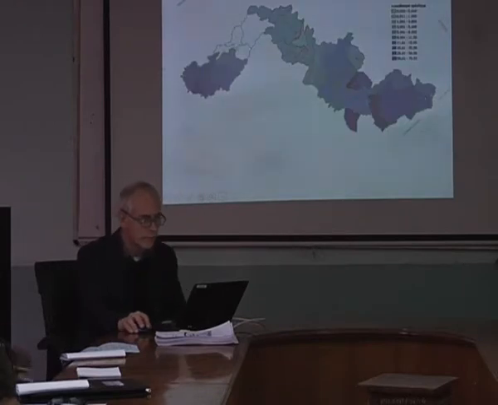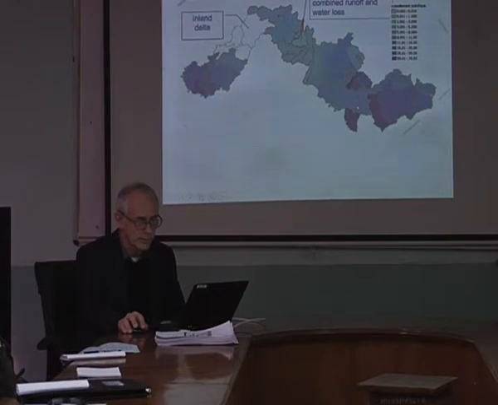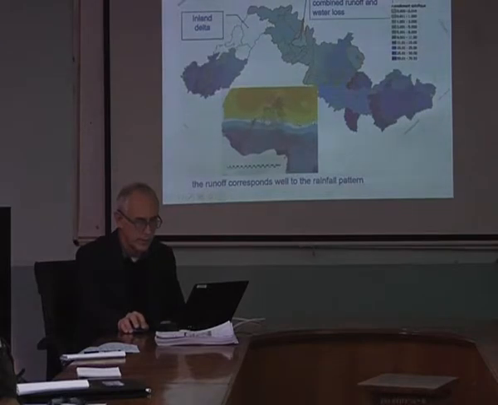So the runoff was mainly from the upstream, then in the delta, which was all included in this delta model, and then downstream. There is high runoff in the lower part and in the upper part, and very little in the intermediate part, corresponding also to the rainfall pattern, with almost no rainfall in the Sahara area.